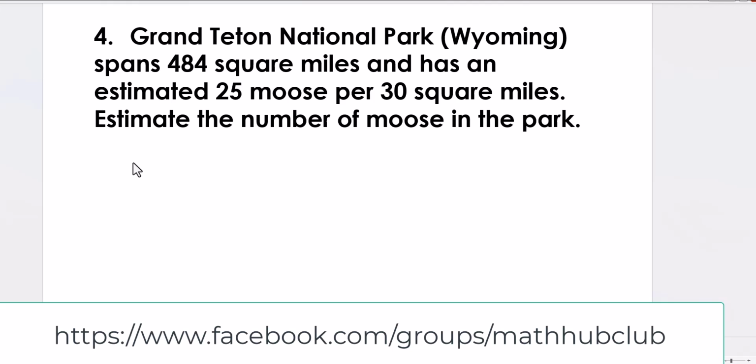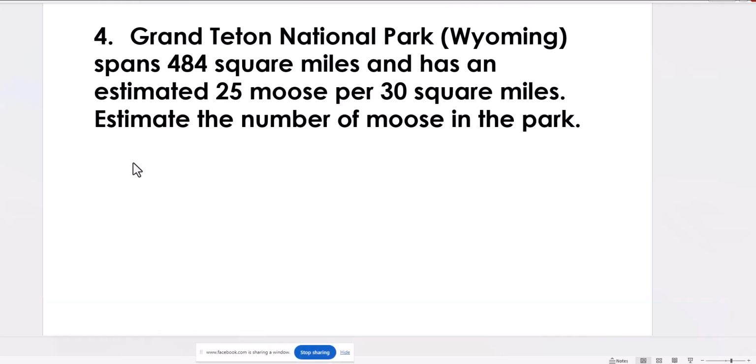Let's try this one together. Grand Teton National Park, Wyoming spans 484 square miles and has an estimated 25 moose per 30 square miles. Estimate the number of moose in the park. Now they're telling us there are approximately estimated 25 moose per 30 square miles. And that is going to be our first ratio or fraction. We have 25, I'm going to put M for moose, and 30 SM, square miles.